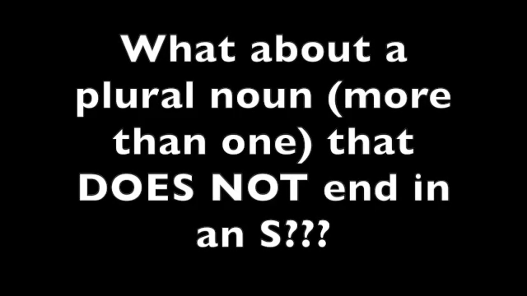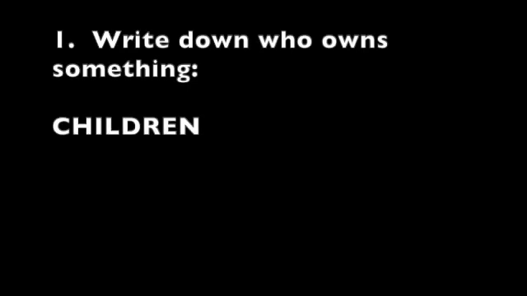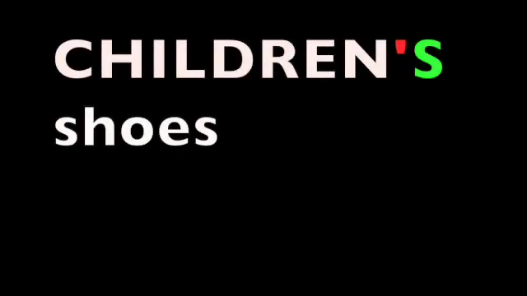Sometimes people get thrown off because if you have a plural noun, more than one, and it does not end in an S, they get really freaked out. But if you follow that rule, write down who is the owner. So let's say you're talking about children's shoes. Who owns the shoes? Children. So you write children, you add the apostrophe. I do not have the set yet. There's not an S there yet, so I need to add that S. So children, apostrophe S, shoes.